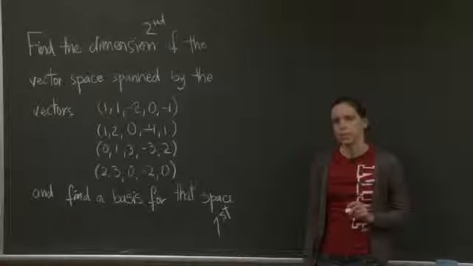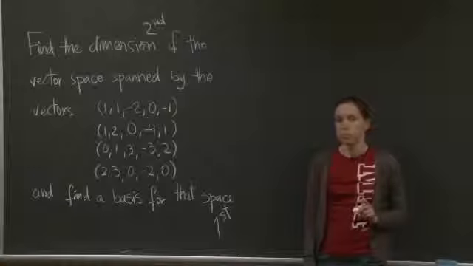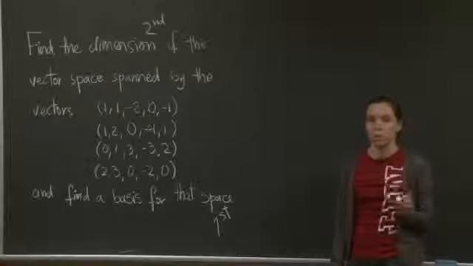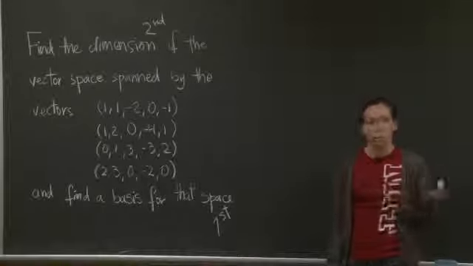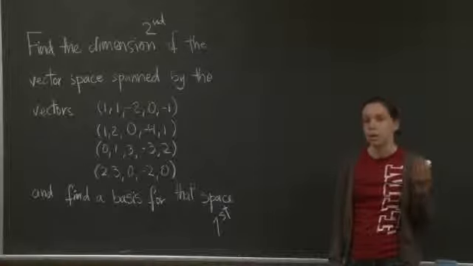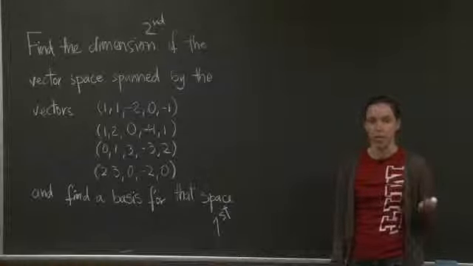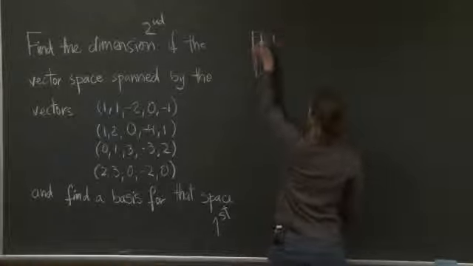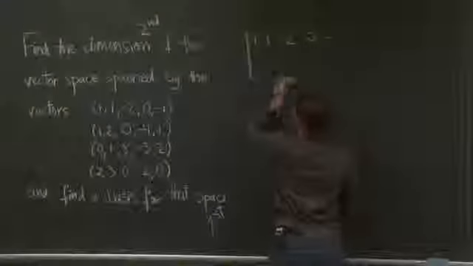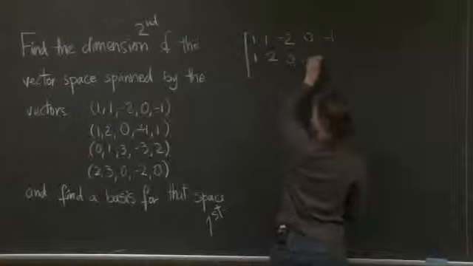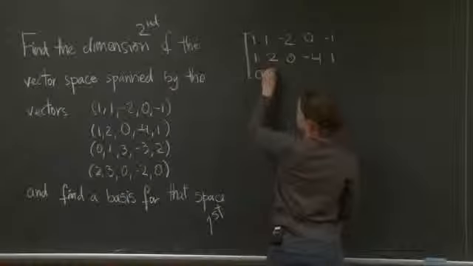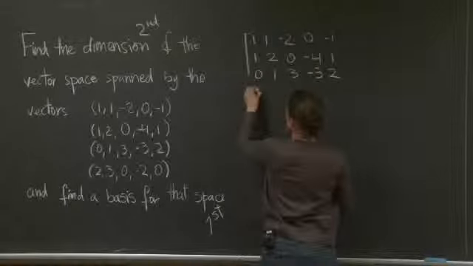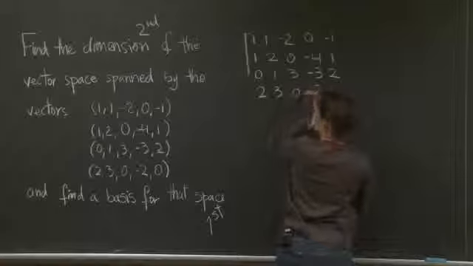How do we check that four vectors are linearly independent? Well, there's a couple of different ways, but here's what we're going to do. We're going to put these vectors as rows of a matrix, and then we'll do elimination. And when we get to the end, the rows that have pivots are the independent ones. So let's do that. 1, 1, minus 2, 0, minus 1; 1, 2, 0, minus 4, 1; 0, 1, 3, minus 3, 2; 2, 3, 0, minus 2, 0.